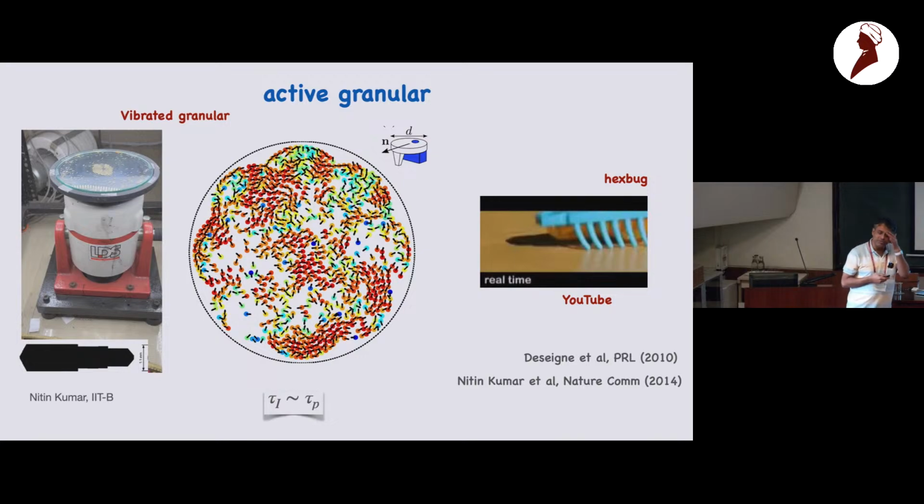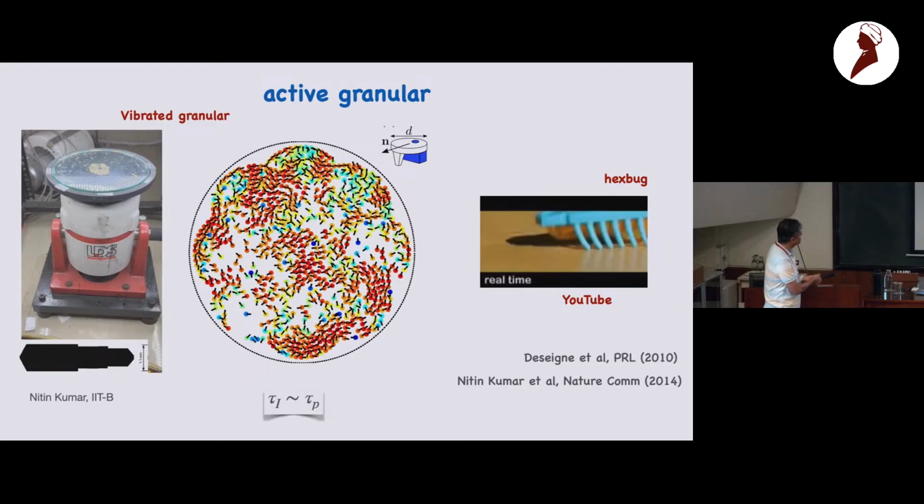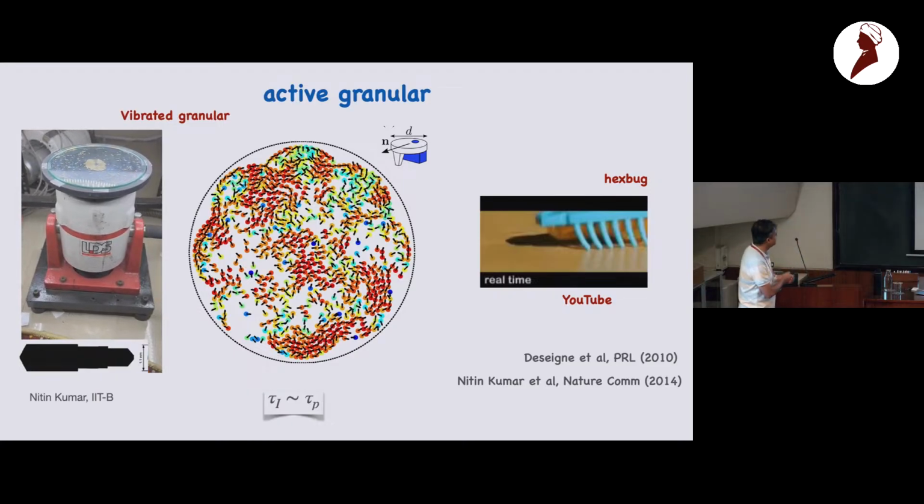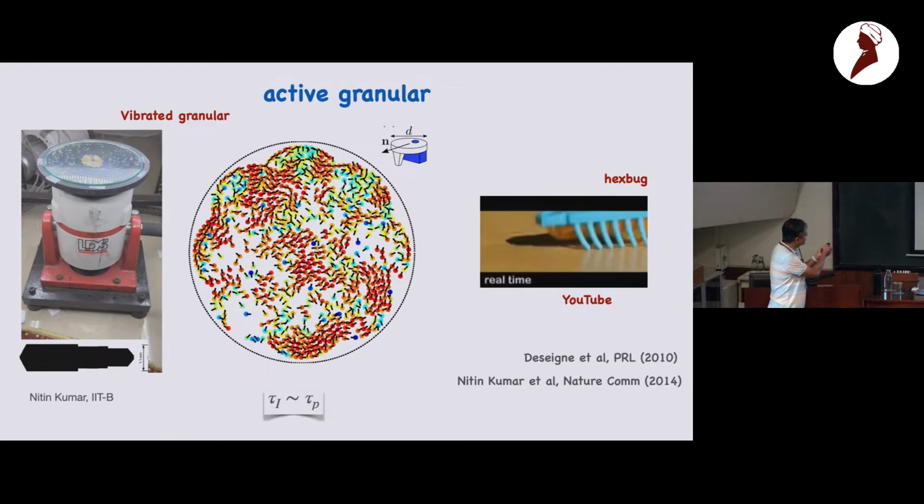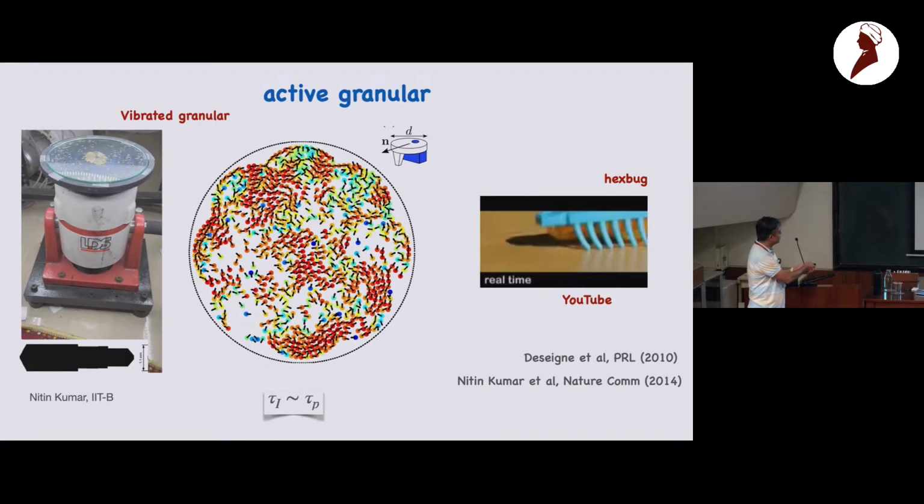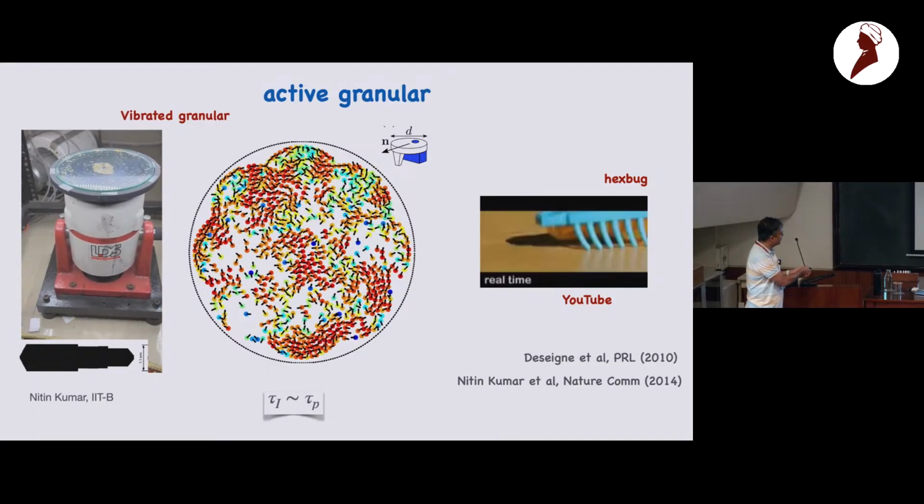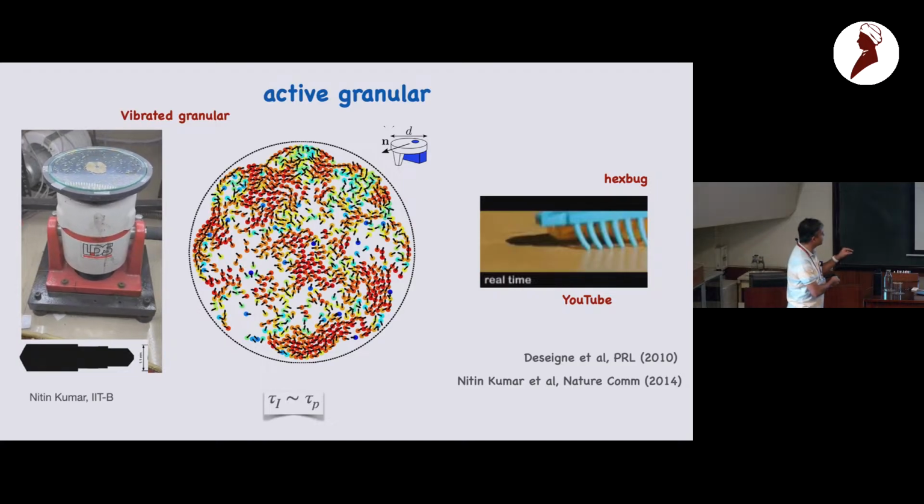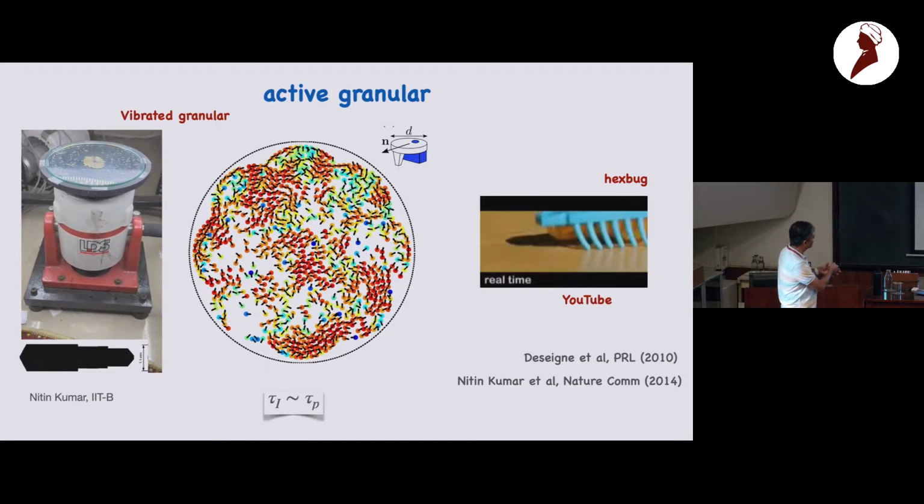So this happens in the overdamped situation. But there are, of course, active granular matter, for example, where the systems are much, much bigger. And this movie is one which I took from Nitin's lab in IIT Bombay. So what are these? These are metal rods which are shaped like this, petaled metal rods, which are vibrated on this vibrator.